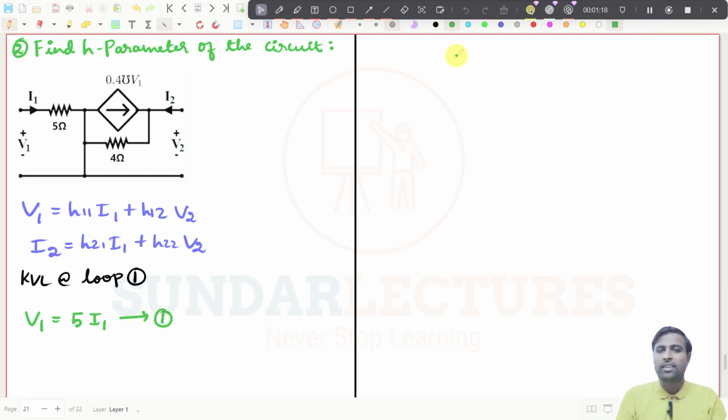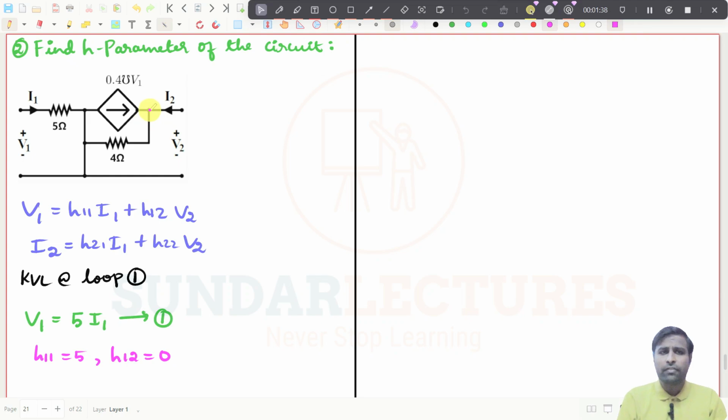And what is H11 now? H11 will be 5. And what is H12 here? H12 will be 0. There is no H12. There is no V2 term in relation to V1. So it will be 0. Then what we need to find? We need to find what is the value of I2. This current you need to find.